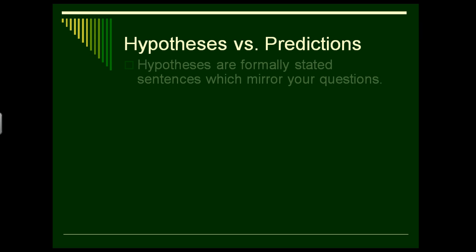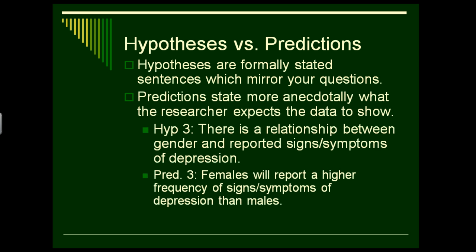A prediction, however, is going to be different for our purposes. Hypotheses are formally stated sentences which mirror the questions. Predictions, however, state more anecdotally, kind of like a story or more informally, what the researcher expects the data to show. An example below. Hypothesis 3 is, there is a relationship between gender and reported signs or symptoms of depression. Prediction 3 relates to that, that's why the numbers are the same.